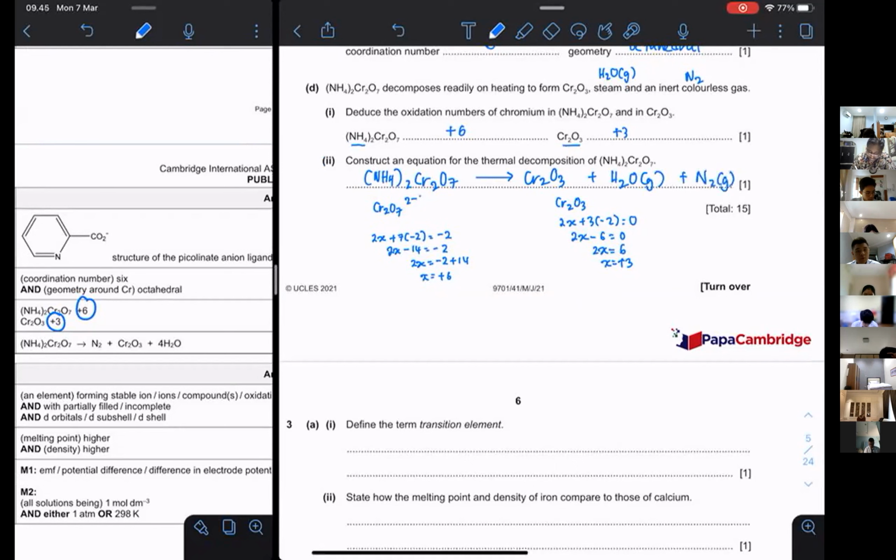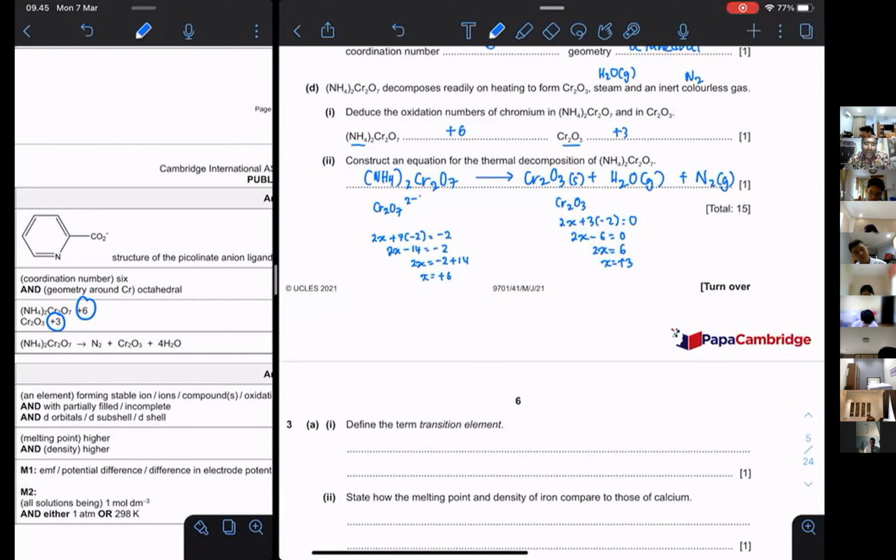So Cr2O3 is going to be solid. I don't think it's going to be aqueous because water is released in the form of gas. So it's solid. Decomposition will normally give something that is solid. If you don't remember, think about when you heat up sugar. It will decompose, but it will give you a solid. So thermal decomposition normally will give you a solid.